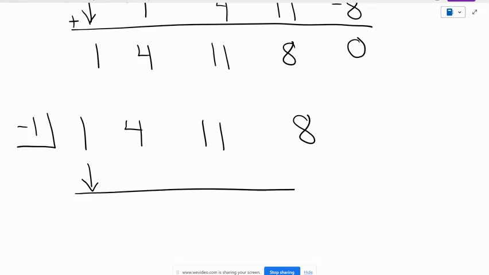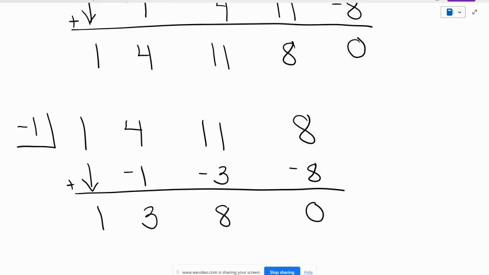Bring down that 1. 1 times -1 is -1. 4 plus a -1 is 3. 3 times -1 is -3. 11 minus 3 is 8. 8 times -1 is a -8. 8 minus 8 is 0. We don't do the 0 at the end. Do we count the 0? Like up there, there's a 0 after the 8. Nope. We don't use that 0.